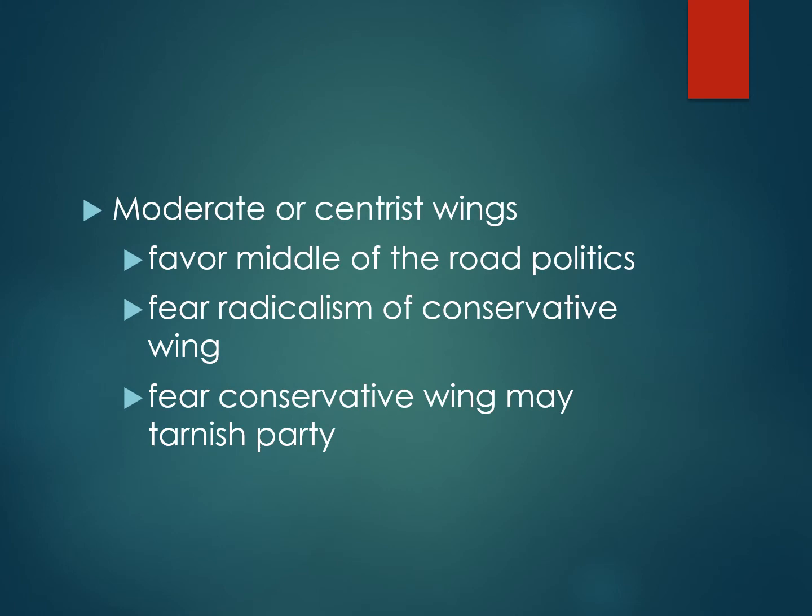Okay, but then within the Republican Party, there's a more moderate or more centrist wing. They call these the establishment Republicans. They tend to favor the more middle of the road politics. They're saying there needs to be compromise with the Democrats in order to get things done. So they tend to look at things in a more centrist, more pragmatic way. What do we need to do to get laws passed within the country? The moderate or more centrist wing, the establishment Republicans, fear the radicalism of the conservative wing because they fear that this conservative wing is going to tarnish the party.